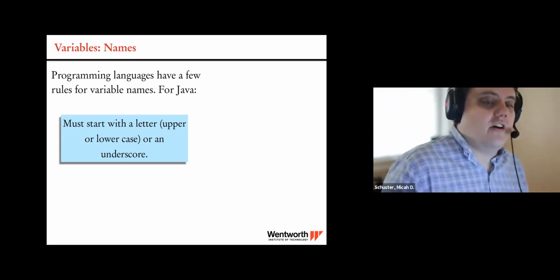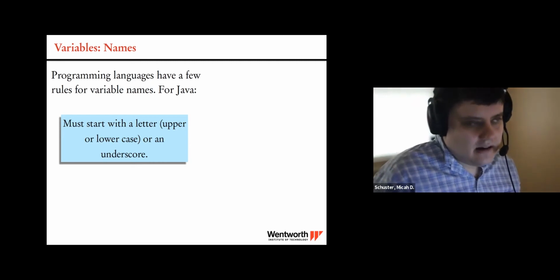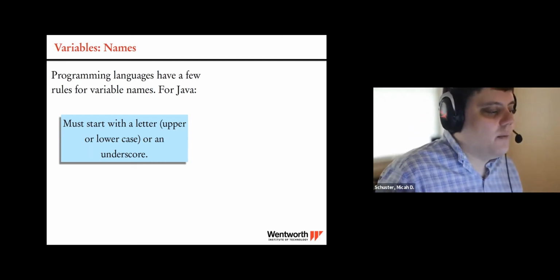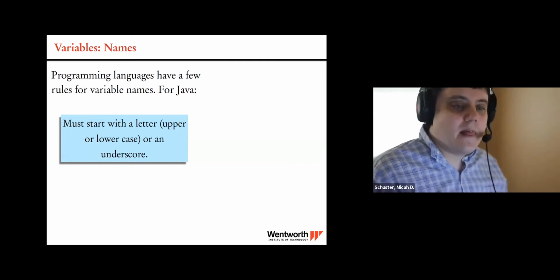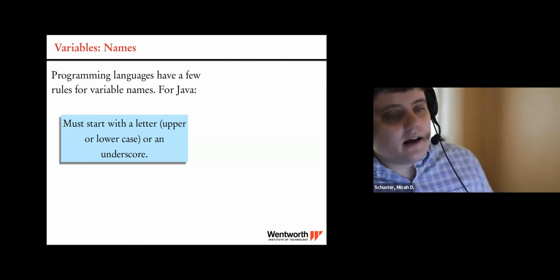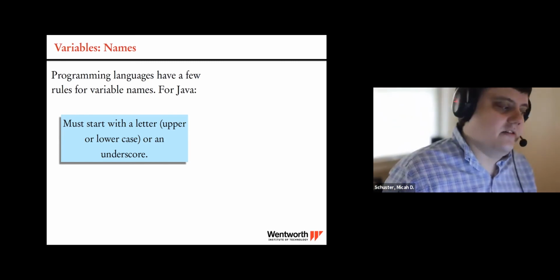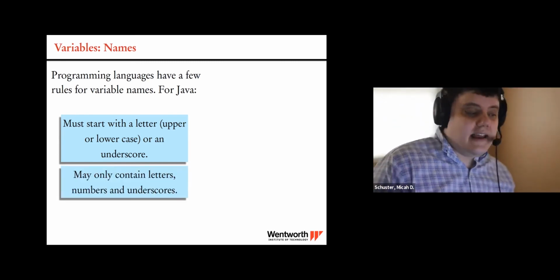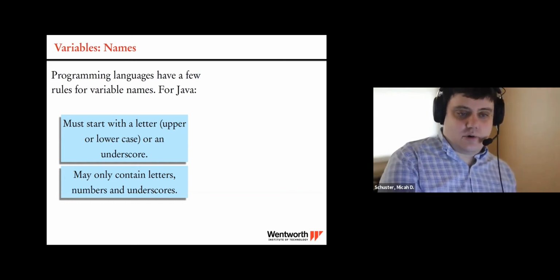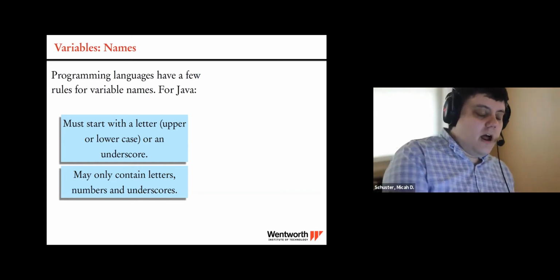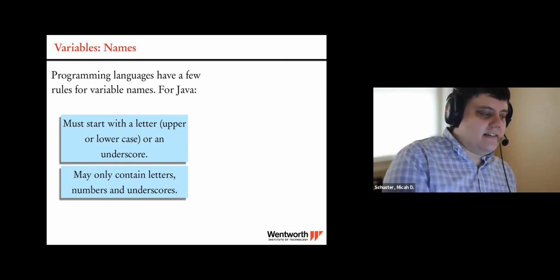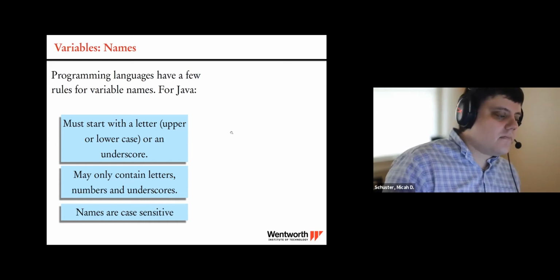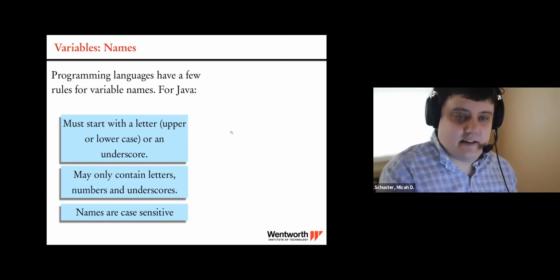Typically, we're going to start our variable names with letters. Convention-wise, underscores are used in certain situations, but for us, we're going to typically use letters. It can be upper or lowercase. Typically, you'll see me using lowercase for the start of a variable name. They can only contain letters, numbers, and underscores. So a name can contain a number, it just can't start with a number. And in Java, they are case sensitive.